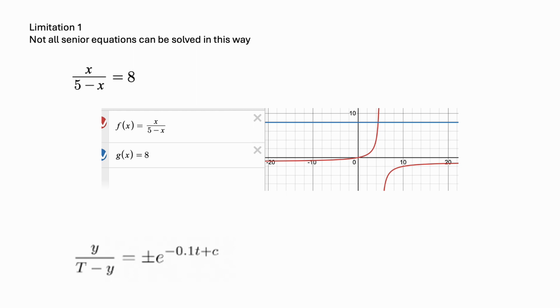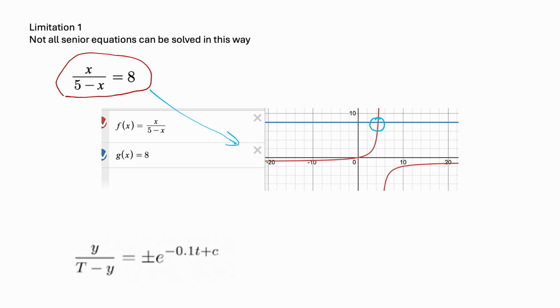Now let's look at the limitations. The first limitation is that not all linear equations can be solved in this way. So for an equation like this, yes, of course, I can be lazy. I can just, without doing any manipulation of the equation, put it into the graphic calculator, and I can see that the solution is here.